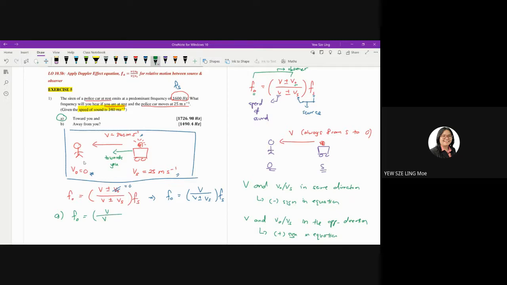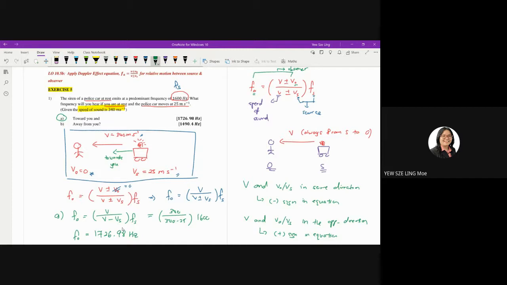Now, same direction, we use minus sign. So V over V minus Vs, times Fs. You plug in the values, 340 over 340 minus 25 times 1600. So Fo is then equal to 1726.98 hertz. Once you obtain the value, you can try to think of things in terms of common sense. Does it make sense or not?